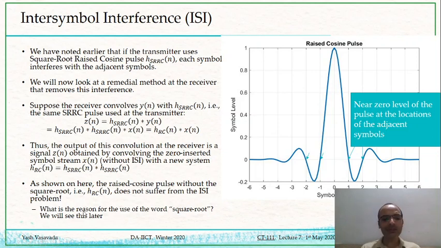Finally, what is the reason why we use the word square root? Remember, this is square root raised cosine and this is just simple raised cosine. What is the reason for doing that? That is something that we will discuss later on as we move along.